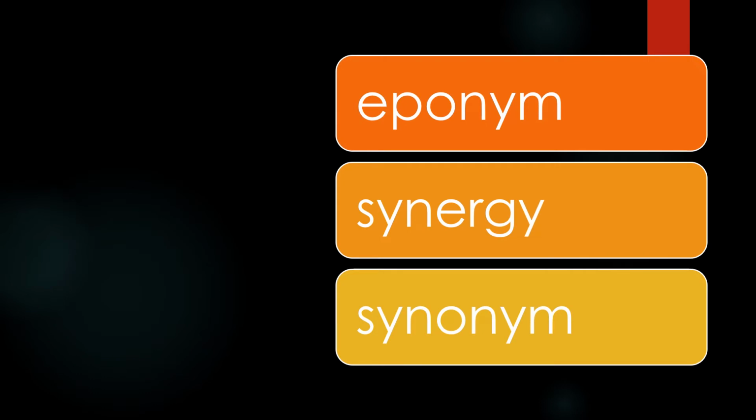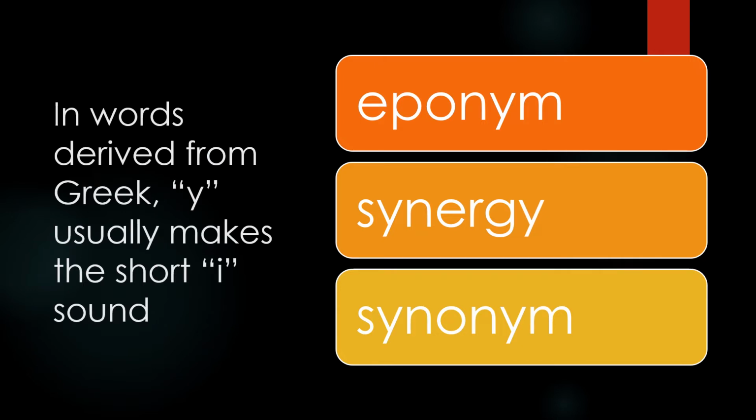Now, let's take a look at this series of words. We'll do it a little bit differently this time. We have eponym, synergy, and synonym. Do you see anything common here? Anything similar? All right, let's see if you see it. In words derived from Greek, Y usually makes the short I sound. That's the short I, if you know your phonics. So you have eponym, synergy, synonym. That Y has that short I sound.